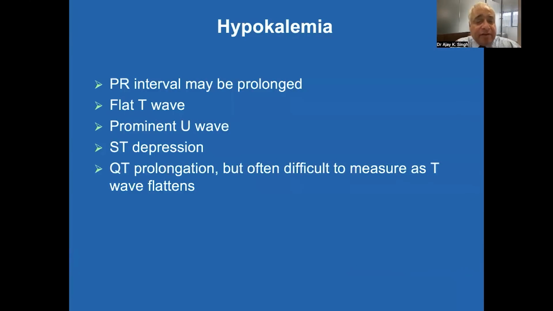In hypokalemia, the PR interval may be prolonged. There's a flattening of the T wave and a prominent U wave. You can sometimes see ST depression and QT prolongation, but it's often difficult to measure because the T wave flattens.